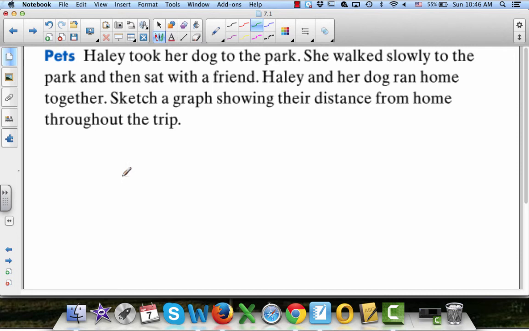Haley took her dog to the park. She walked slowly to the park and then sat with a friend. Haley and her dog ran home together. Sketch a graph showing their distance from home throughout the trip. All right, let's draw our graph. Sketch our graph anyway. Isn't that a wonderful straight line right there? All right, so on the bottom we're going to put time. On the left we're going to put distance.